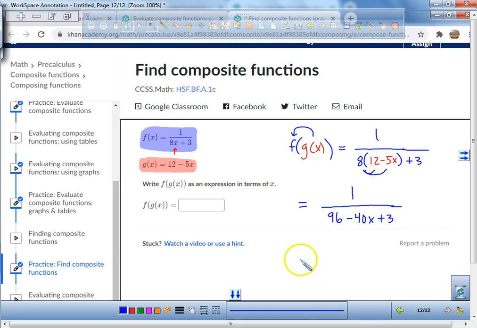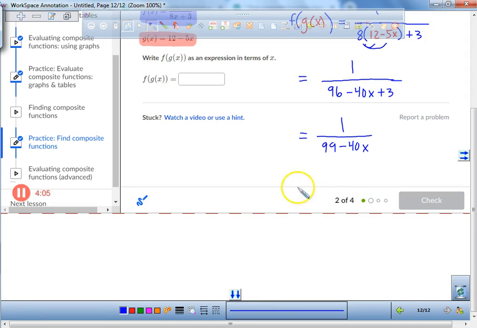So what's our final answer going to be? We could say 99 minus 40x. If you wanted to put the x's up front, you could put negative 40x plus 99. So I'm going to put 1 over negative 40x plus 99. That's what I'm going to write in here.